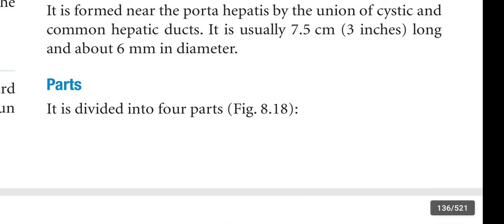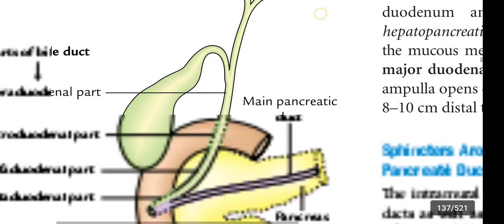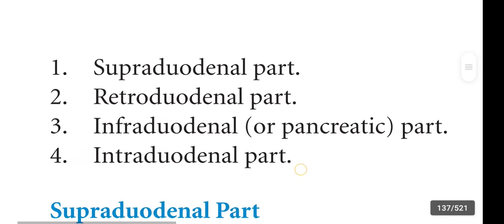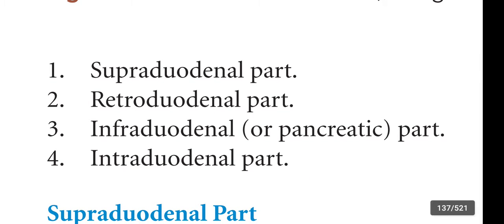Okay, coming to the parts, the bile duct is divided into 4 parts. What are the 4 parts? First, supraduodenal part, retroduodenal part, infraduodenal part, intraduodenal part. Supra, retro, infra, intra, all are duodenal parts.